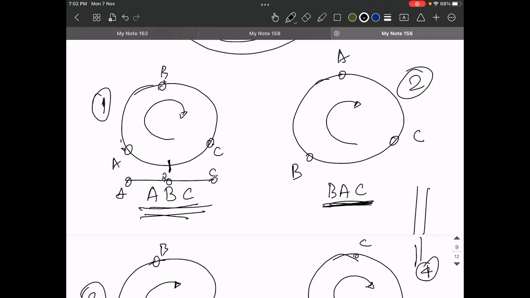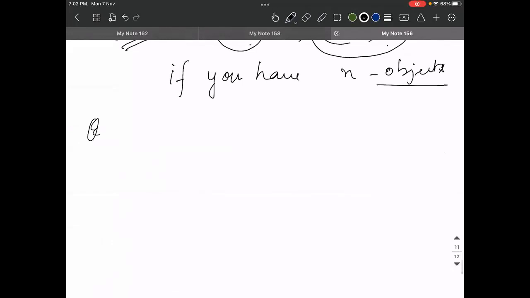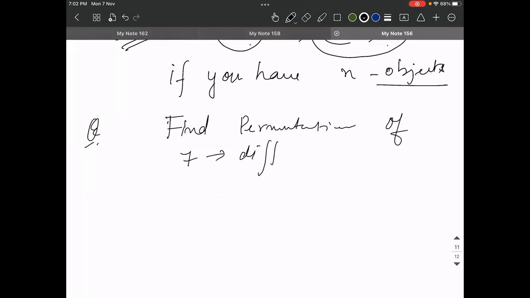Okay, find the number of ways in which seven dissimilar things can be arranged in a line and in a circle. Okay, I'll write the problem here. Find the permutation of seven objects, seven obviously dissimilar, seven different objects. Number one in a line. Number two in a circle.